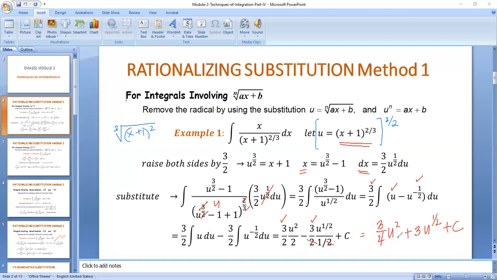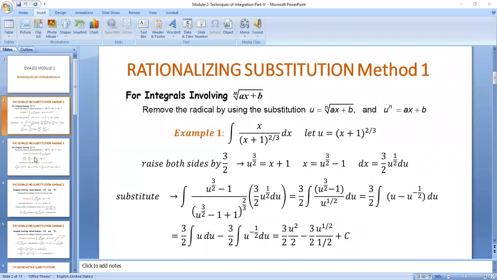Okay, so your answer now is in terms of u, class, but your original integral is in terms of x. So what do you do? All the u's that you see in your answer should be returned back to its original x plus 1 raised to 2/3 expression. Okay, so that's what we're going to do in here. I'll just clear my markings, and in the next slide, you will see that being done.